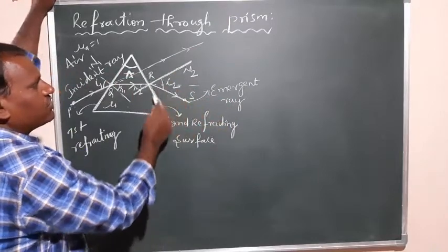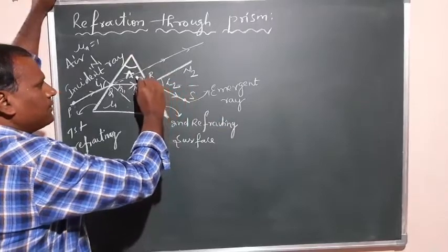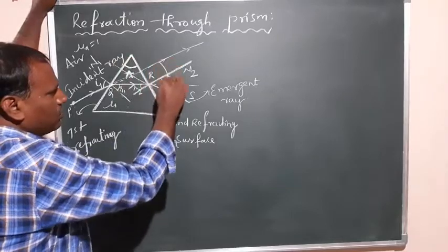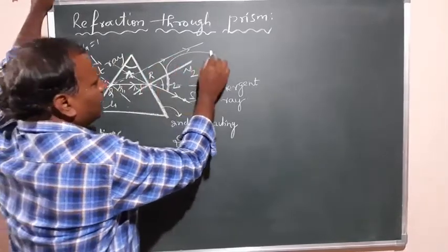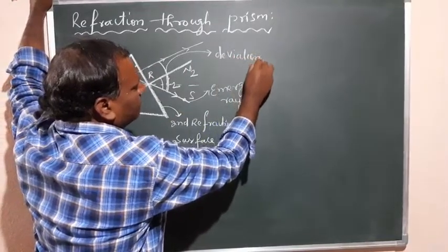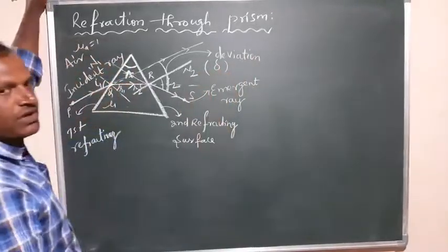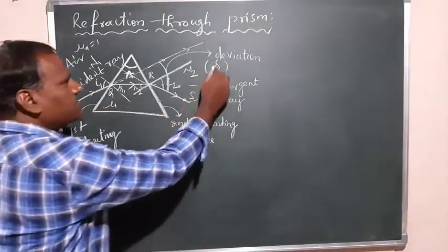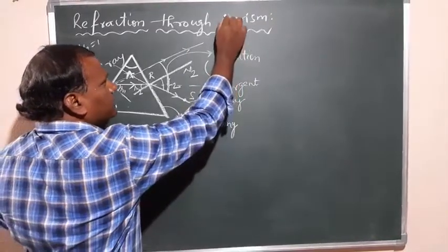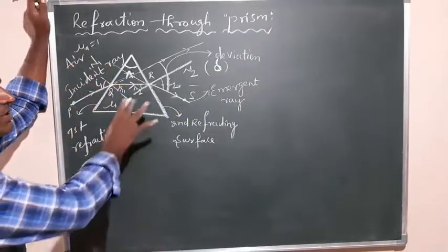So what is the angle of deviation? This is the actual direction of the incident ray. This is the emergent ray direction. You extend this one to the back side like this. So this total angle is called the deviation angle. What is that? Deviation angle or angle of deviation, which is represented by delta like this. So this process you have to remember, when the ray of light is propagating through the prism, you have to remember this terminology.